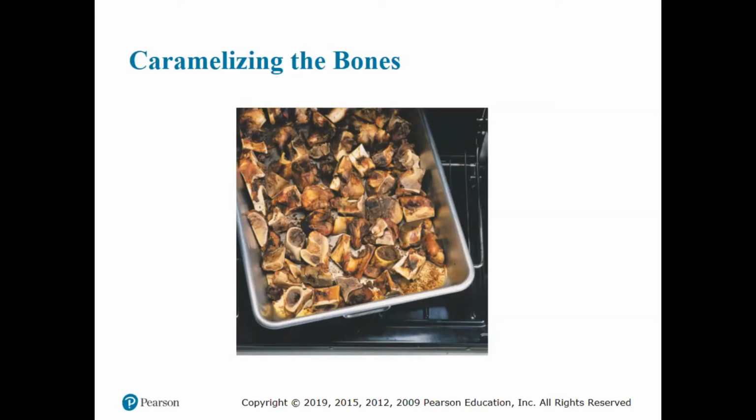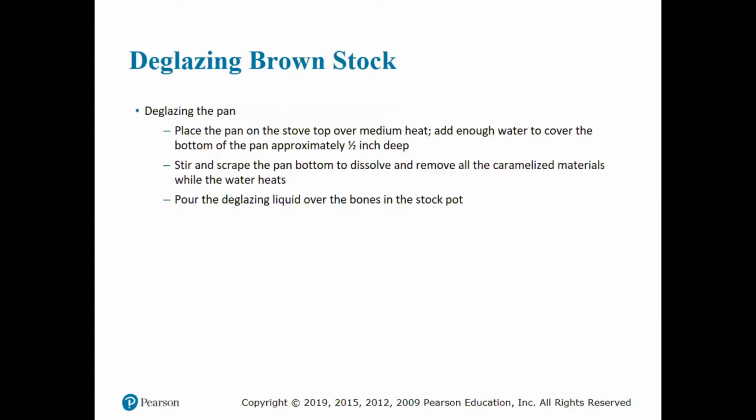Once you've removed the bones from the roasting pan, put it in the stock pot, then you're going to deglaze the pan, and that's getting those pieces of meat, or what they call the fond as well, the base, off of your pan, and add that flavor into your stock.